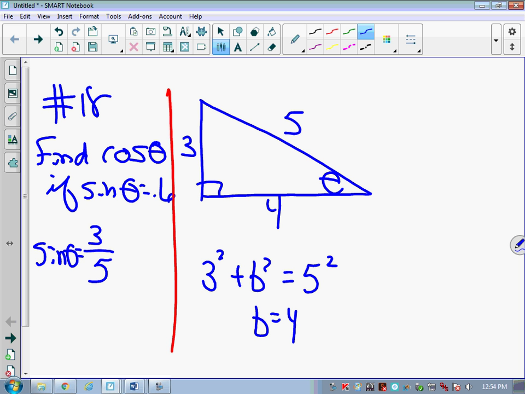So now I can solve for cosine, but we want to solve for cosine as a ratio first and then convert that ratio to a decimal. Okay, so what is cosine there as a fraction? 4/5. All right, 4/5. We could double that and get 8/10, right? So cosine theta equals 8/10 or 0.8.